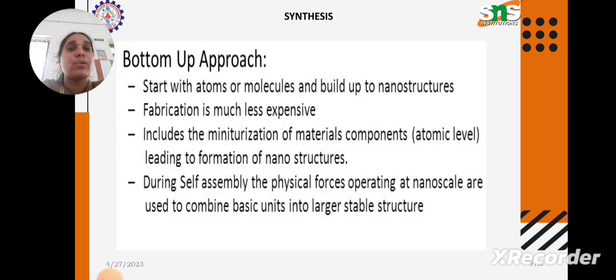In the bottom up approach, we start with atoms or molecules and build up to nanostructures. This fabrication method is less expensive, and it includes miniaturization of materials or components at the atomic level, leading to the formation of nanostructures. During self-assembly, the physical forces operating at the nanoscale are combined to join basic units into larger stable structures.